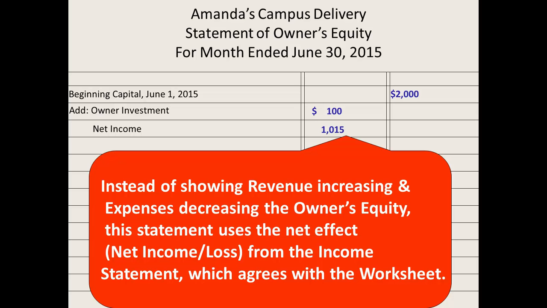Here we're showing that net income is also added since it's a positive number. Revenues are more than expenses, so that means that 1,015 is going to be increasing equity. If we had a net loss, meaning expenses were more than revenues, then we would have to subtract it because that is decreasing equity.